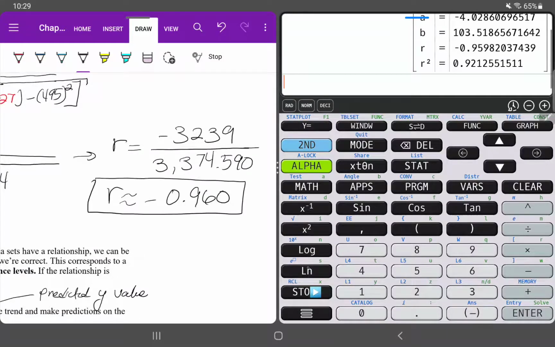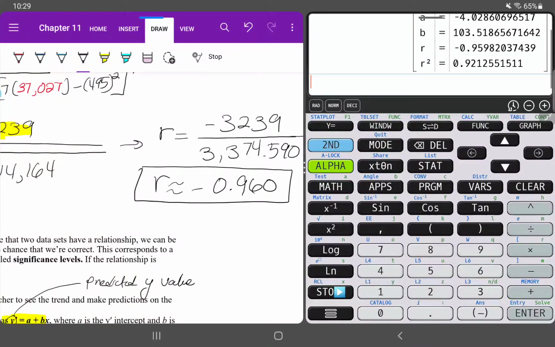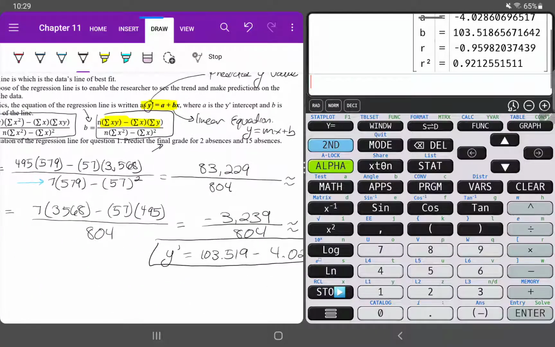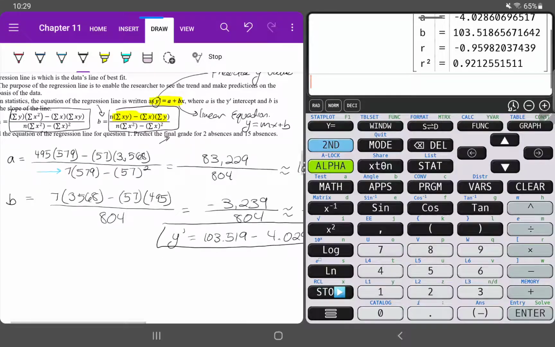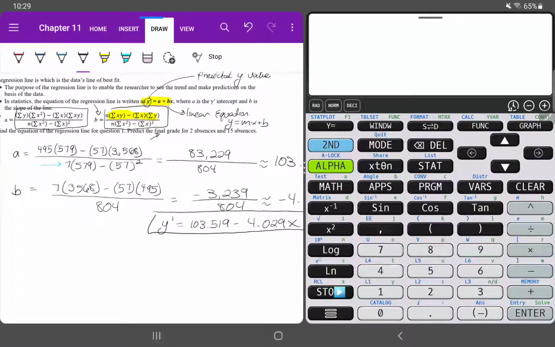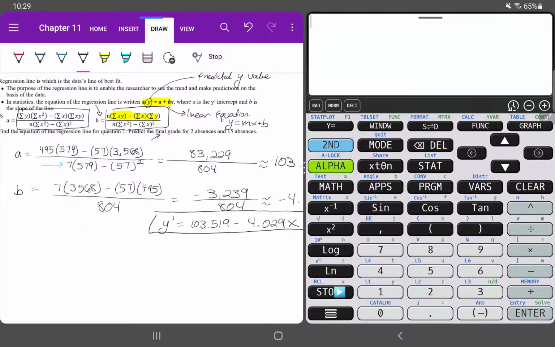All right, guys, let's continue. Because it says here, predict the final grade for 2 absences and 15 absences. So let's clear this since we don't need it no more. Okay, to find that, we're just going to input what we need to input into the equation of our regression line. So to find 2 absences, we're going to say that x is equal to 2. Plug 2 into the equation of the regression line.